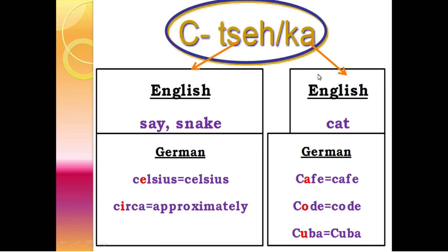The Ka sound of German C alphabet can be heard in an English word like cat. Ka can be heard in German words when C is followed by A, O and U, as in the words Kaffee, Code and Kuba.